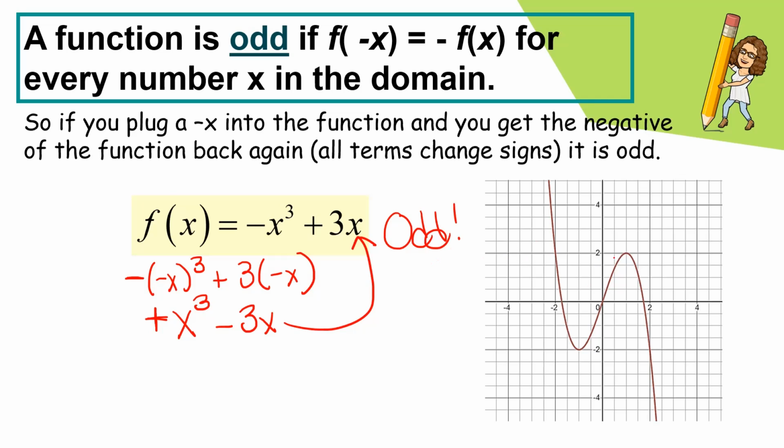Now, looking at its graph, see how it has origin symmetry. Remember origin, the way we are going to check it is we're going to fold over the y and we're going to fold over the x. So this hump would have gone right here, and then it's going to fold over, and then it'll match perfectly for us.